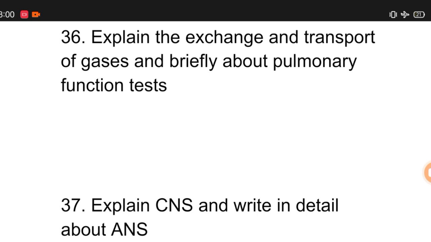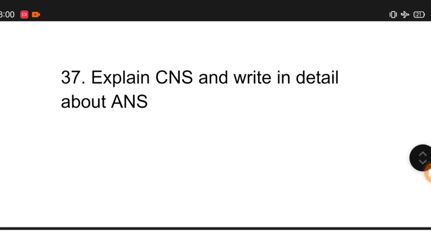young age student. Next question: explain the CNS and write in detail about the ANS, the central nervous system and autonomic nervous system, which organs are involved, how it is done. They may ask it for 5 marks also. Explain CNS, explain ANS also, they will ask.